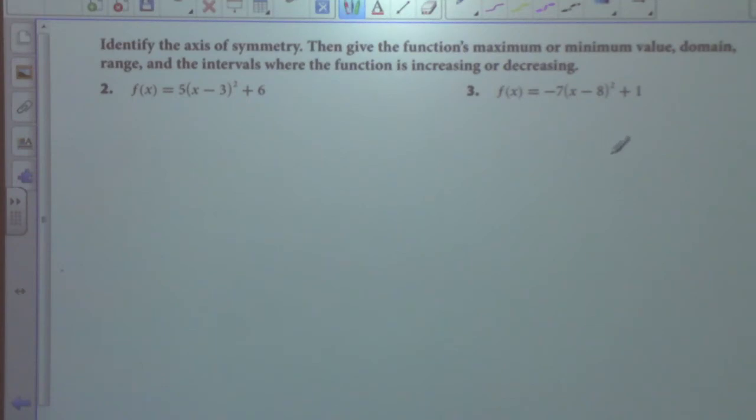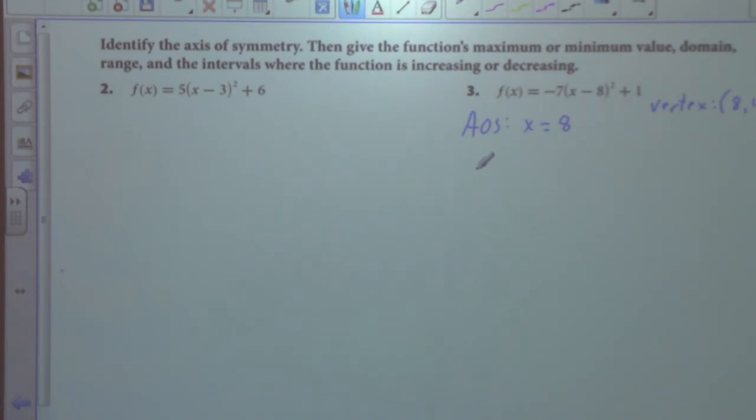Well, I'll look at the vertex first. Okay, so Gabby tells me vertex first. And what did you get for your vertex, Gabby? (8, 1). Okay, everybody okay with that? Okay, what next? Axis of symmetry. We got x equals 8. Are we okay with that?